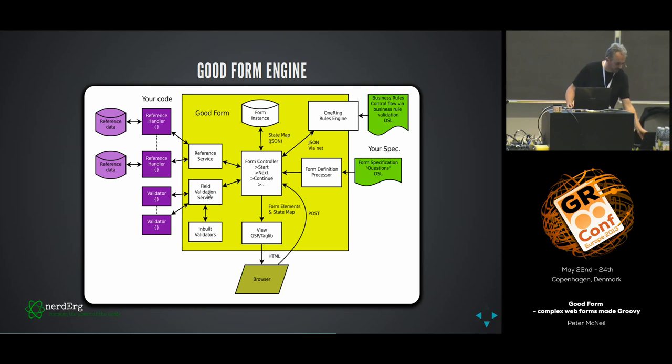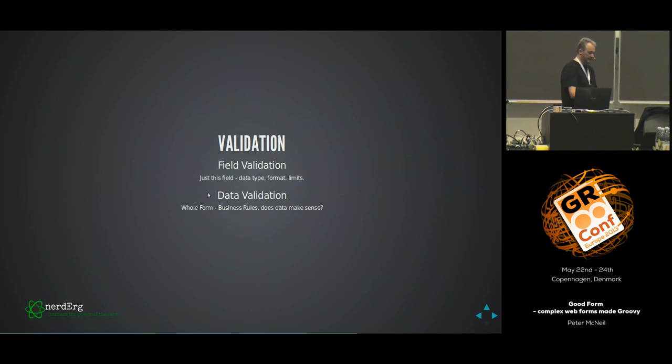So while we're talking about validation, just to make this clear, there's two different types of validation that we implement. One's field validation, which is basically checking to see that the data is of the right type and whether or not it exceeds a maximum and a minimum, you know, those sorts of things. And the second one there is data validation, and that's basically whole form style validation. So between each step, we send all of the form information off to the rules engine, and the rules engine can then access any of the data which has been entered in the form previously, and you can do some very complex checks on that.